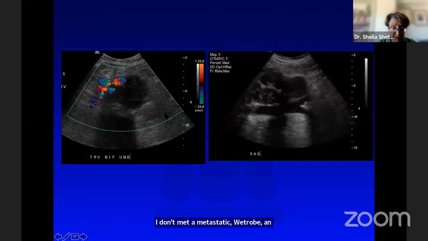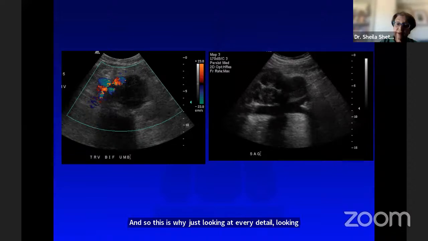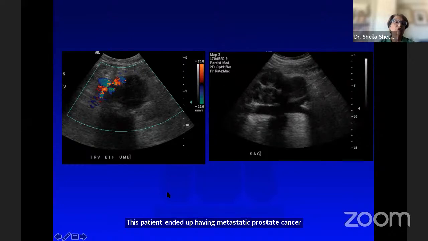And so this is why looking at every detail, looking at the spectrum, is so important, because if we hadn't done that, we would have sent the patient, he would have been treated for DVT, but they would have missed what is probably the underlying cause of the deep vein thrombosis. This patient ended up having metastatic prostate cancer, but that doesn't matter. Once you find this, then you'll do a full workup, you'll do CT scan or MRI, etc.